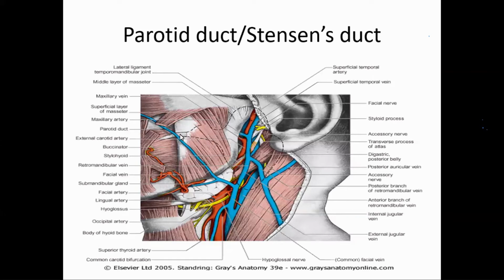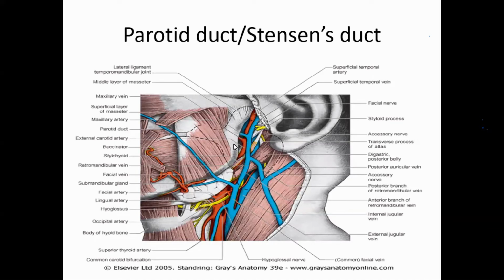How is the parotid duct formed? The upper and the lower vertical ducts fuse and form the parotid duct at the anterior border of the parotid gland. See, here this is the anterior border of the parotid gland. This parotid gland has numerous acini. Acini have ductules, and numerous ductules fuse and form the upper and the lower vertical duct. They fuse at the anterior border of the parotid gland and emerge as the parotid duct.